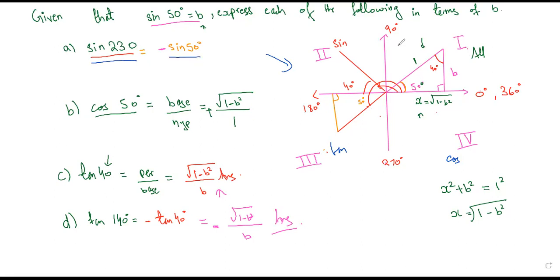Sine 50 is basically in the first quadrant. We are talking about sine 230, which is in the third quadrant. So we need to use this concept that we will have a negative sign. Never ever forget that. The sign is extremely important.